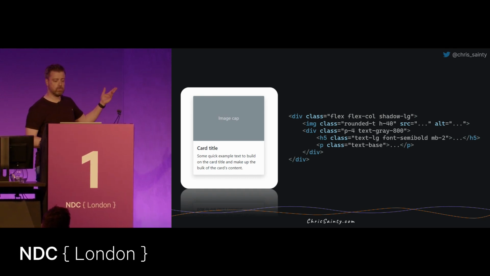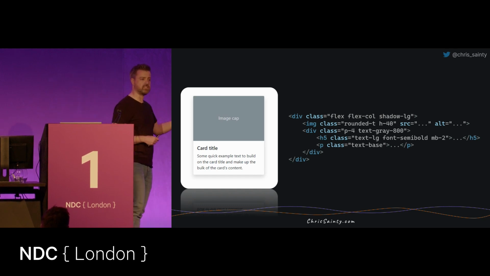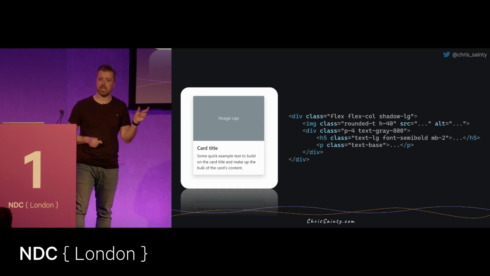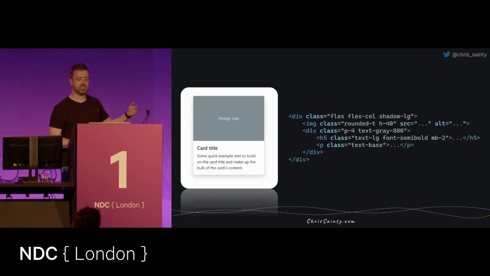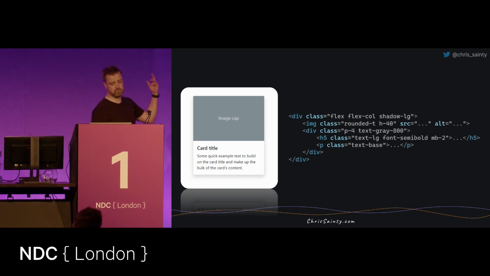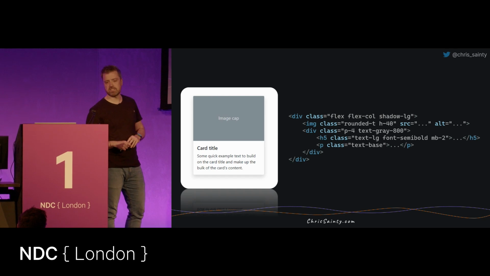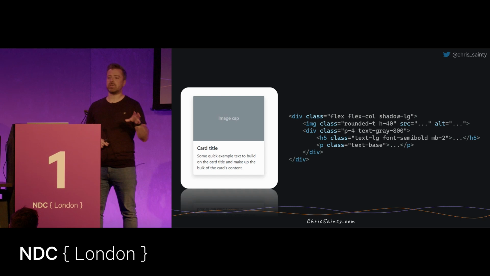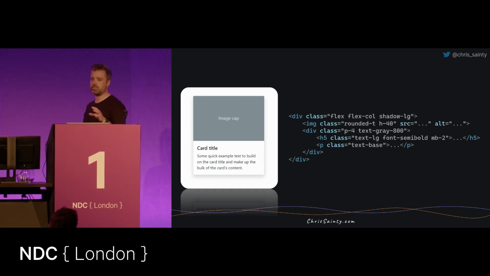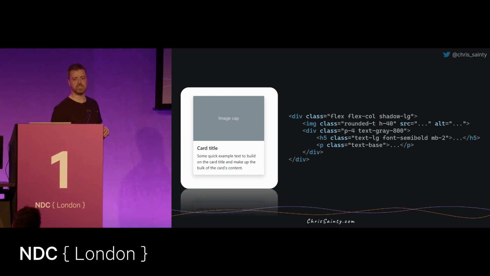p-4 is padding 4, again, design system. We've got text-gray-800, that's the text color, and gray-800, again, is to do with the design system. We'll touch on that in a sec. And then the h5, text-lg, large text, font-semibold, mb-2, margin bottom 2, and then text-base, which is just the base text size. So what I hope you can gather from this is that once you start to learn what Tailwind's naming convention is, you can basically read the styling of any element in your markup.